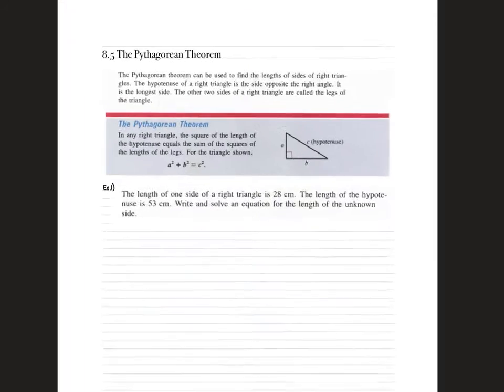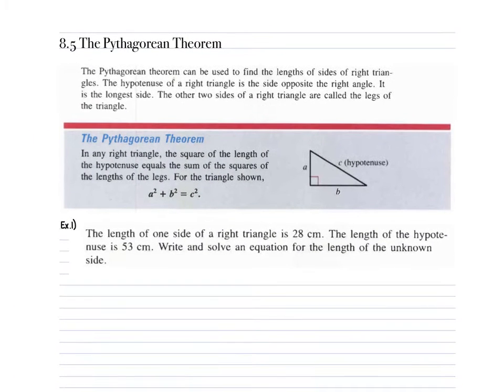8.5, the Pythagorean Theorem. When we are working with the Pythagorean Theorem, we can actually find the missing side length of a right triangle. We use the formula a squared plus b squared is equal to c squared, where c is your hypotenuse. It'll always be your longest side.